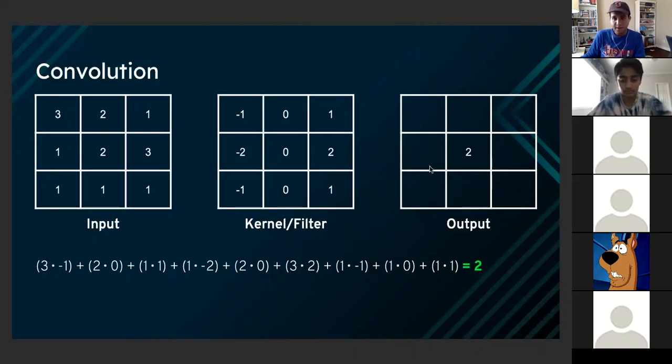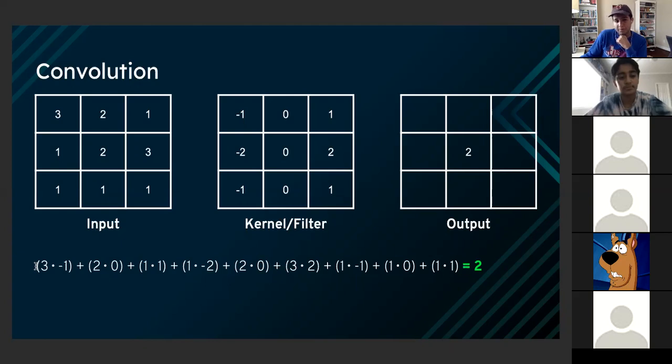Interestingly enough, when we convolve this 3x3 kernel (by the way, those words, kernel and filter, are interchangeable for our case) over this 3x3 input, it results in a single output. The reason is that we're doing something called element-wise multiplication.